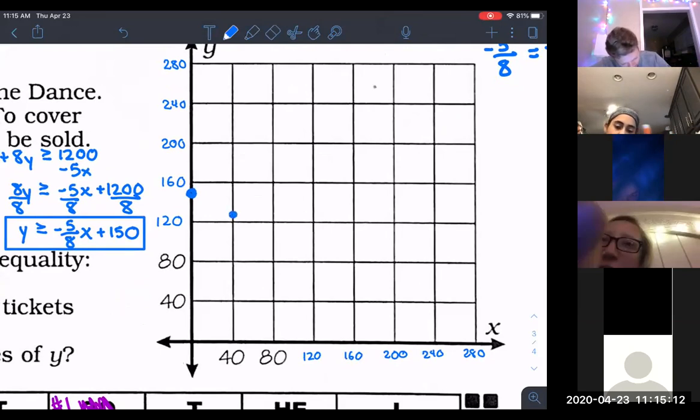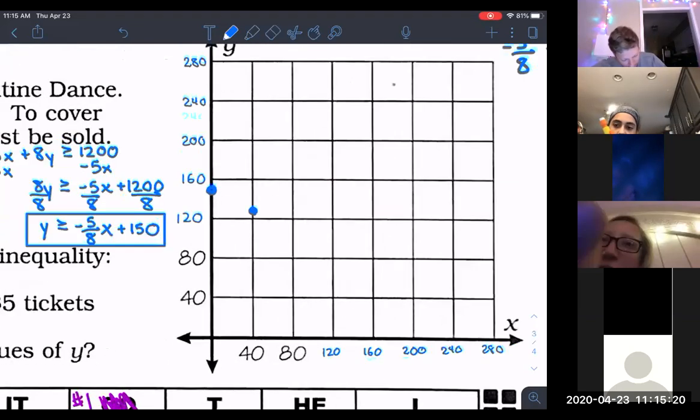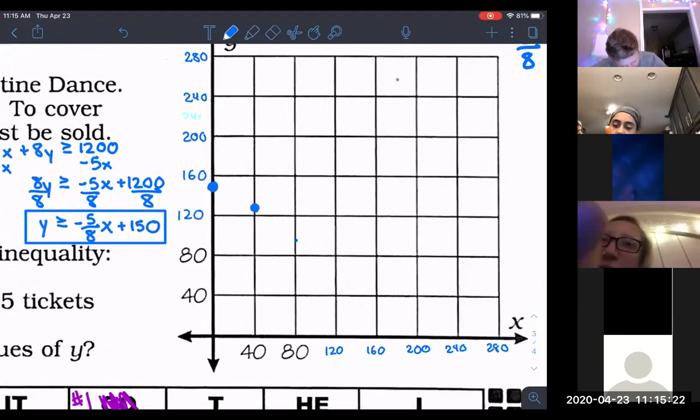All right, so down 25 would be to 125, and then we go over 40. So right about here, just above 120. And that gives us our line. Okay, so now if we go down another 25, we'd be going down to 100, and then we go over to 80. All right, so 100 is right between 80 and 120. And you can see my line's not perfect, but it's good enough for what we're trying to do here.